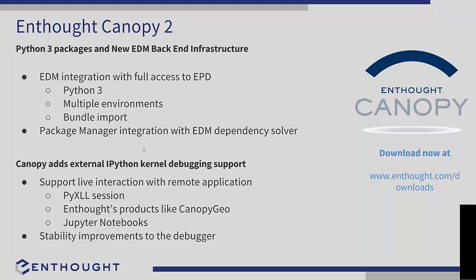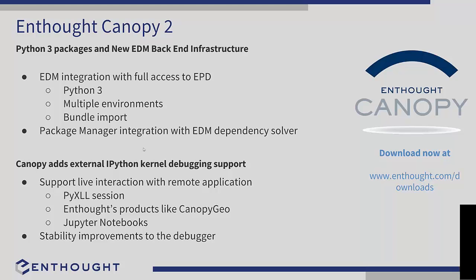The second thing that happened with Canopy 2 is exposing a little bit more the ability to connect Canopy to an external IPython kernel. The idea is that you can now use Canopy, connect to one of those kernels, and benefit from the variable browser and doing live debugging sessions. Some examples: you could think about interacting with a PyXLL session, so within Excel, or we have the Canopy Geo product that embeds an IPython kernel, so we can now use Canopy for scripting and debugging it. We just connect to the remote kernel.